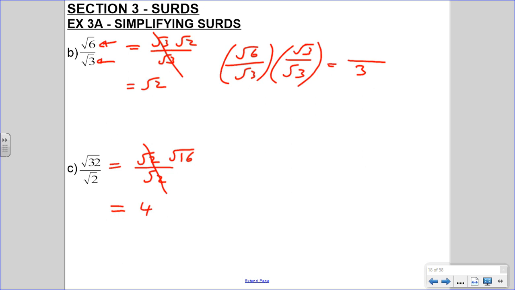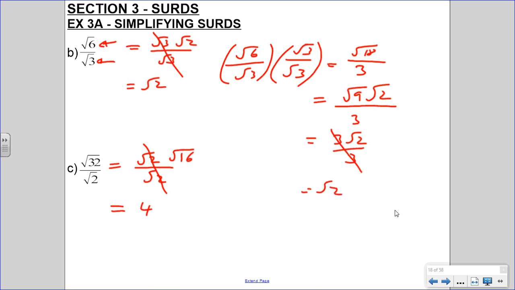Root 6 times root 3 is root 18. And as we said in the previous example, look for square numbers as factors. So root 18 has root 9 as a factor and root 2. Root 9 is 3. And therefore your 3's cancel and you're left with the same answer, root 2. But you'll see it's much longer if you don't look for common factors in the denominator first.